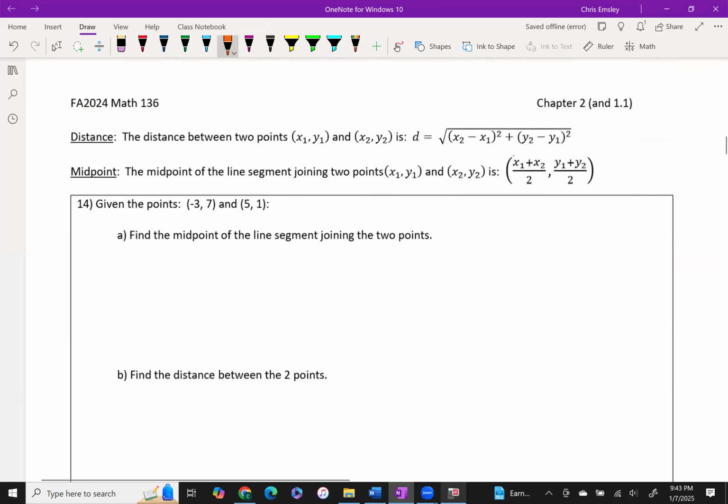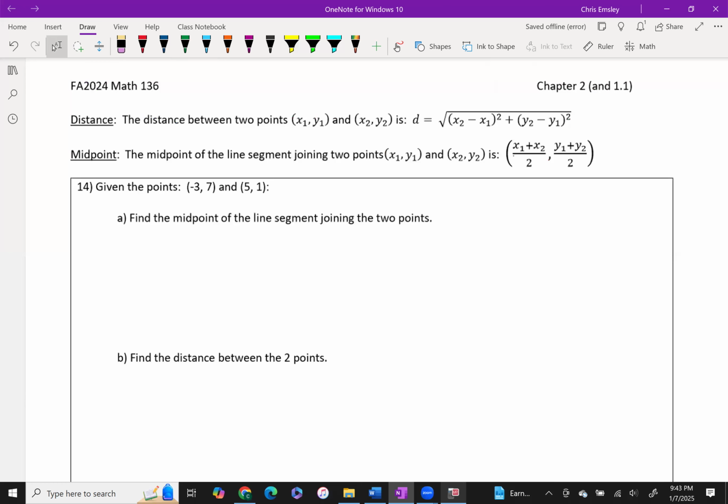Okay, a couple formulas that are in this section 1.1 are our distance and midpoint formulas. The distance is, as it sounds, the distance between 2 points. And here's our formula. The midpoint formula, if you're given 2 points, you can find the point in the middle of those two, and that is this formula. So let's try them both.